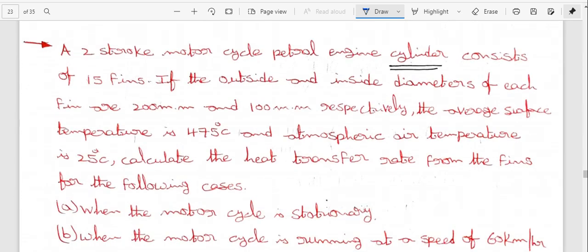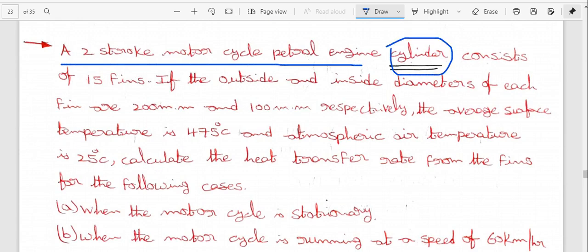And next question, a two-stroke motorcycle, a two-stroke petrol engine. So here this cylinder consists of 15 fins. So here the number of fins are 15.